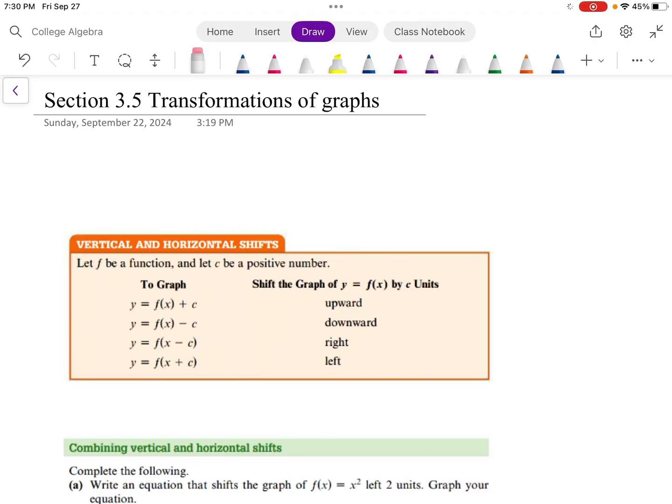A lot of times we use this general function notation of just a generic function f of x, and then if we add a number on the outside, that tells you the function has shifted up. And if we subtract a number on the outside, we shift it down. If I subtract a number on the inside, I shift it right. And where I add a number on the inside with the x, I shift it left. And so I just want to remind you about the different transformations.